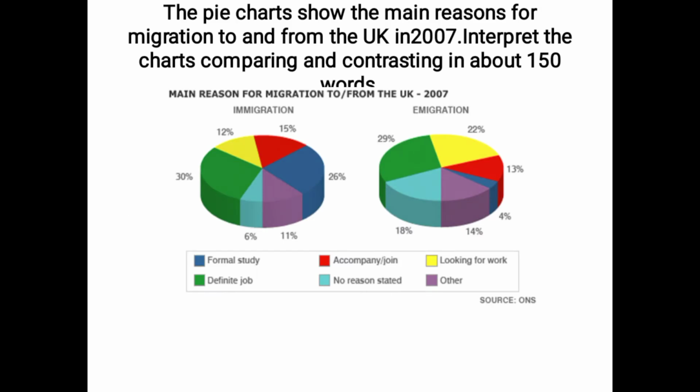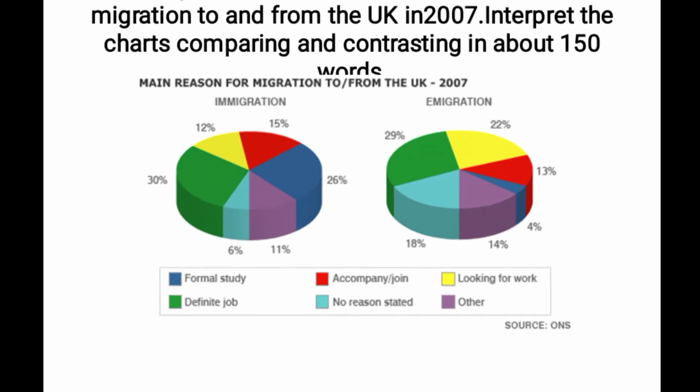Now let us see: the pie chart shows the main reasons for migration to and from the UK in 2007. Interpret the charts, comparing and contrasting, in about 150 words. The question will always ask you to write in 150 words. So here you have to compare. It is about migration, how people migrate to and from. They go to the UK, and from the UK they go to other countries. From other countries they come to the UK. So that is the migration here.